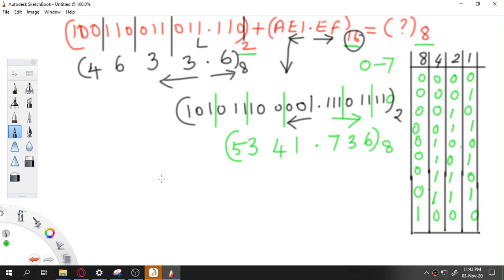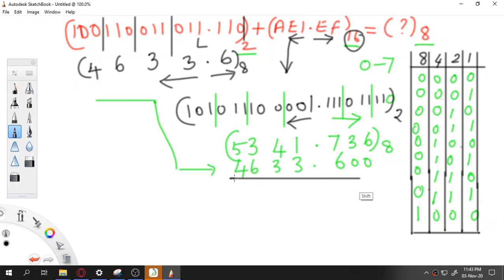Now the next part is you have to add these numbers. So we have to bring this number in so that we can add the numbers over here. What is the number here? 4633 and dot 6. The remaining are 0s over here. So now, how to add the numbers? We have to do the normal addition, but always make sure that we are adding octal numbers.